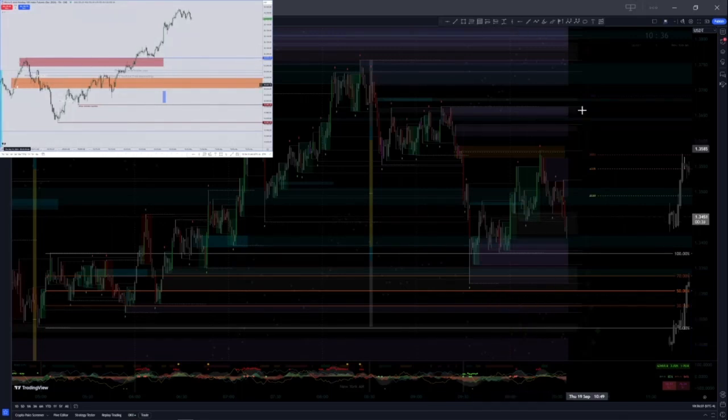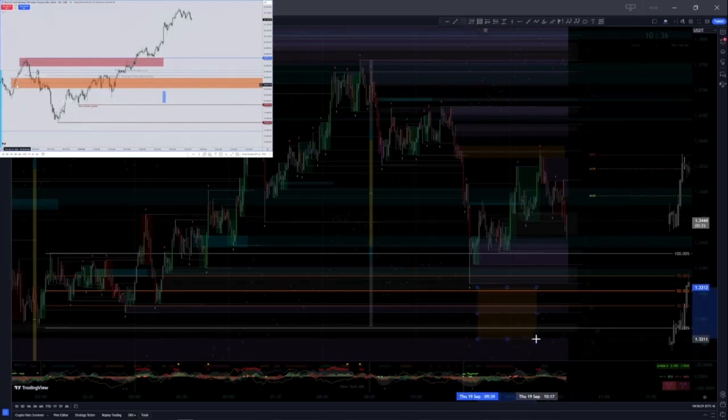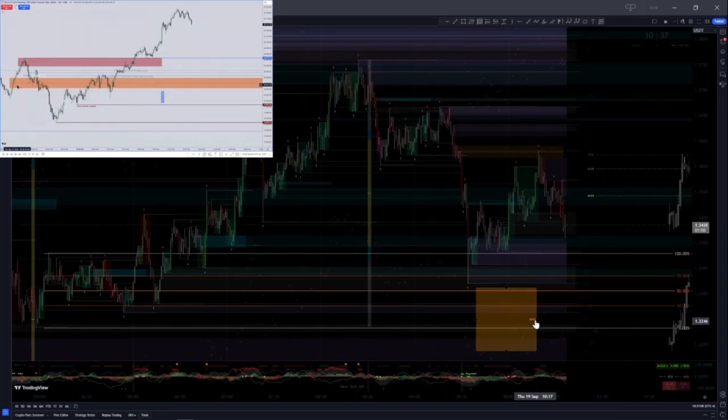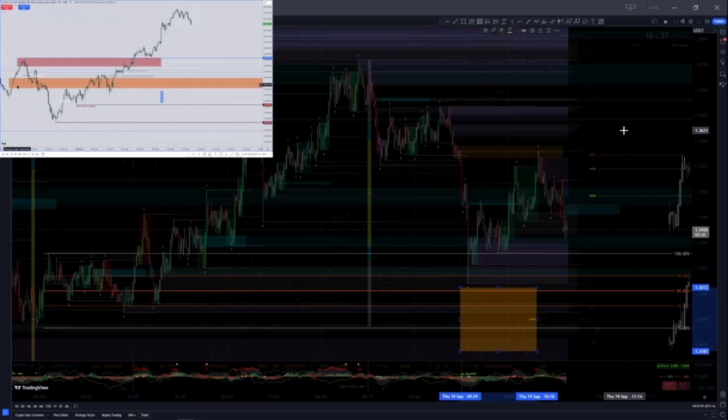Let me remove this. So this is my entry zone here. Wait, I should show you. I'll show you right now, with this wick we generated. Let's go clean. Yeah, let's make it obvious. You know? Text entry. Entry. All right. This is a zone to enter.